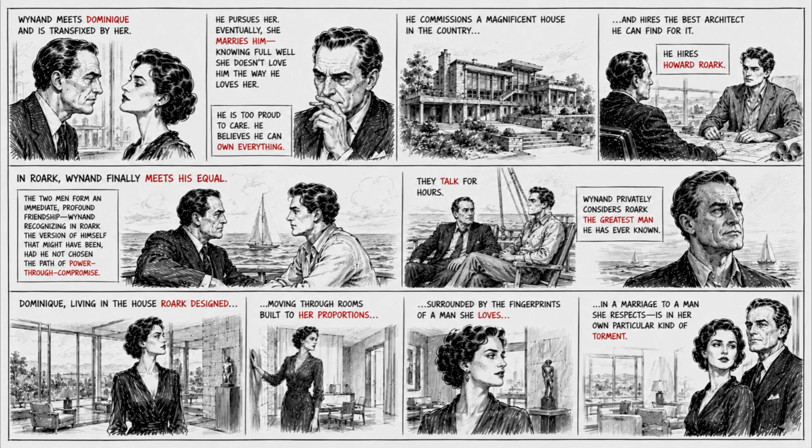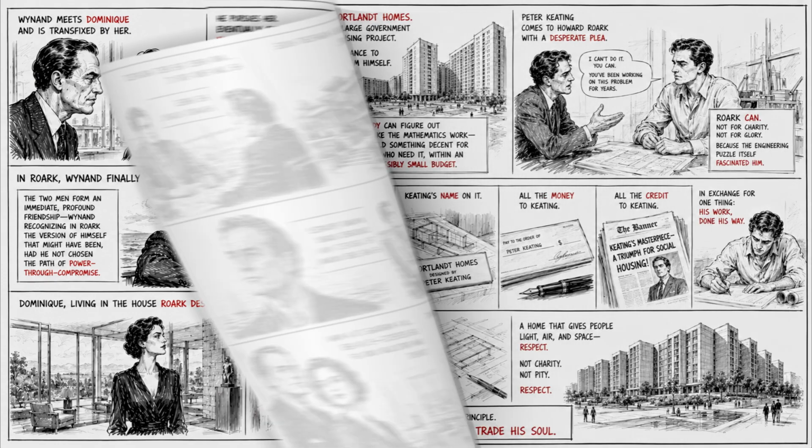The two men form an immediate, profound friendship. Wynand recognizes in Roark the version of himself that might have been had he not chosen the path of power through compromise. They sail together, talk for hours, and Wynand privately considers Roark the greatest man he has ever known. Dominique, living in the house Roark designed, moving through rooms built to her proportions, surrounded by the fingerprints of a man she loves in a marriage to a man she respects, is in her own particular kind of torment.